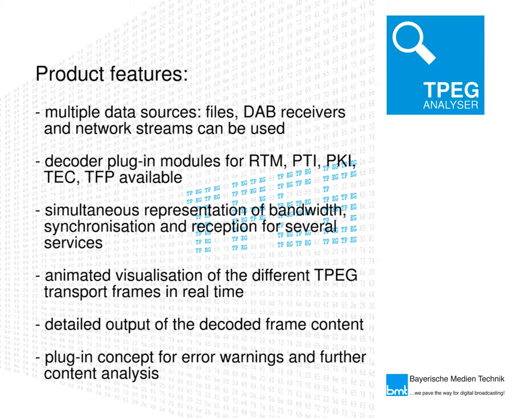Product features: multiple data sources, files, DAB receivers and network streams can be used. Decoder plugin modules for RTM, PTI, PKI, TEC, TFP available. Simultaneous representation of bandwidth, synchronization and reception for several services. Animated visualization of the different TPEG transport frames in real time. Detailed outputs of the decoded frame content. Plugin concept for error warnings and further content analysis.